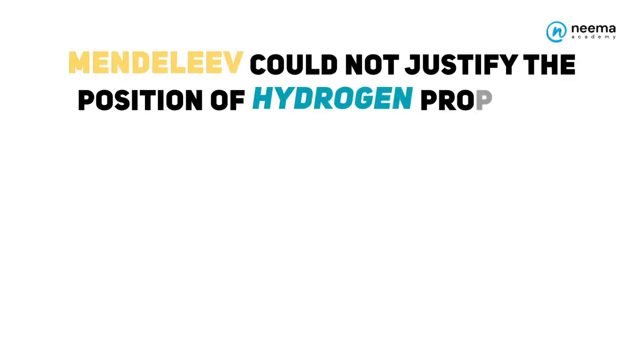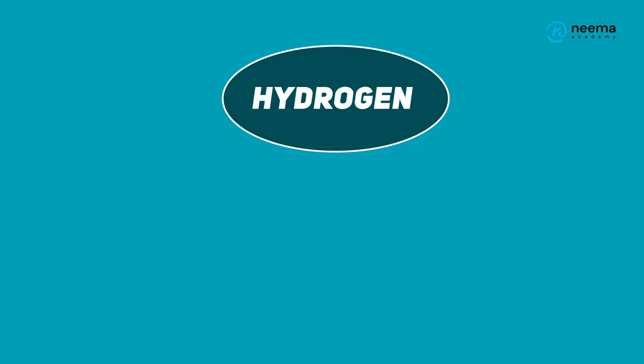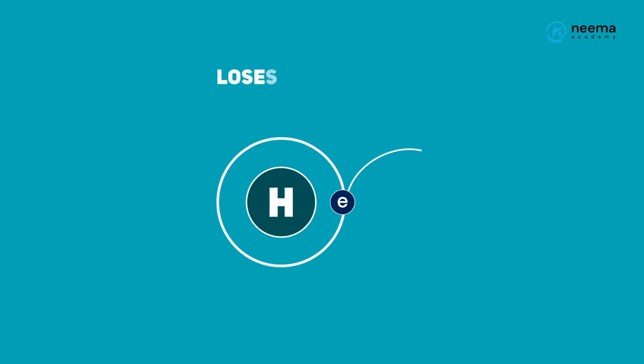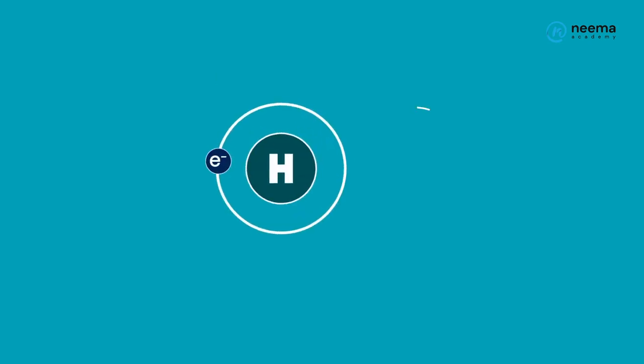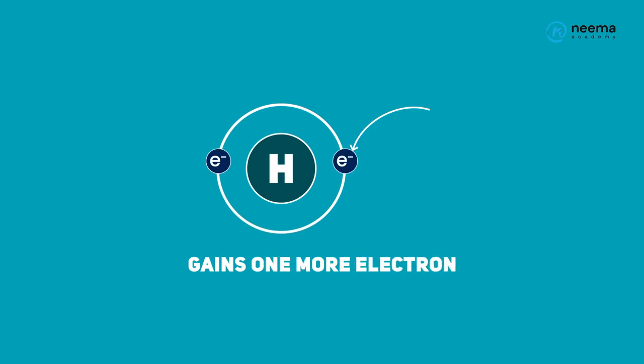1. Mendeleev could not justify the position of hydrogen because hydrogen shows the properties of both alkali metals and halogens. Hydrogen loses 1 electron from the valence shell, like alkali metals. It also gains 1 more electron from other atoms to obtain duplet state.